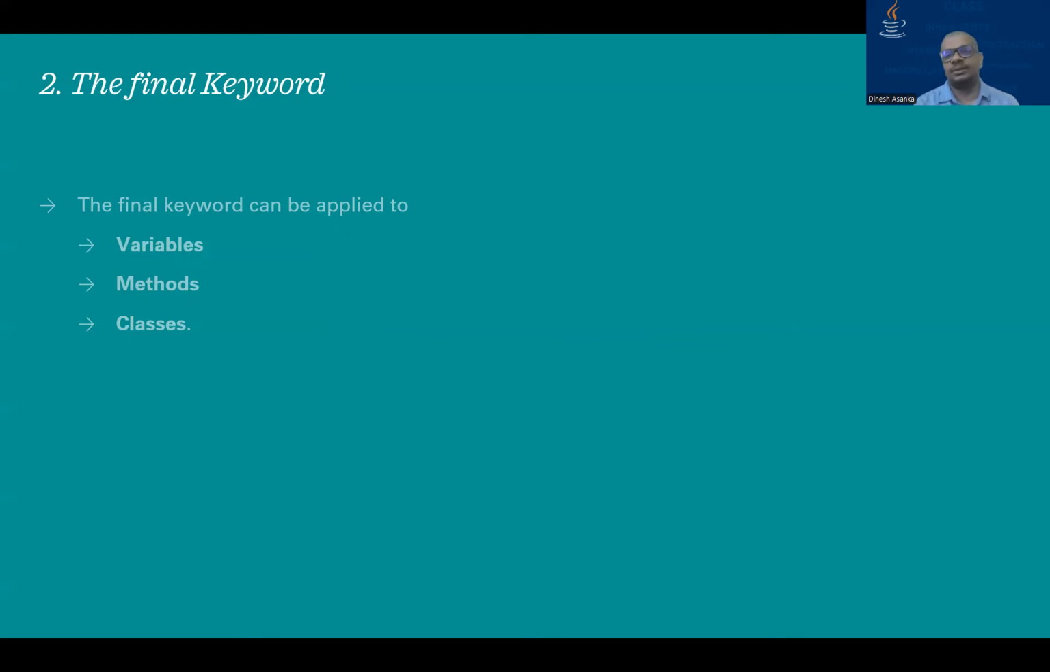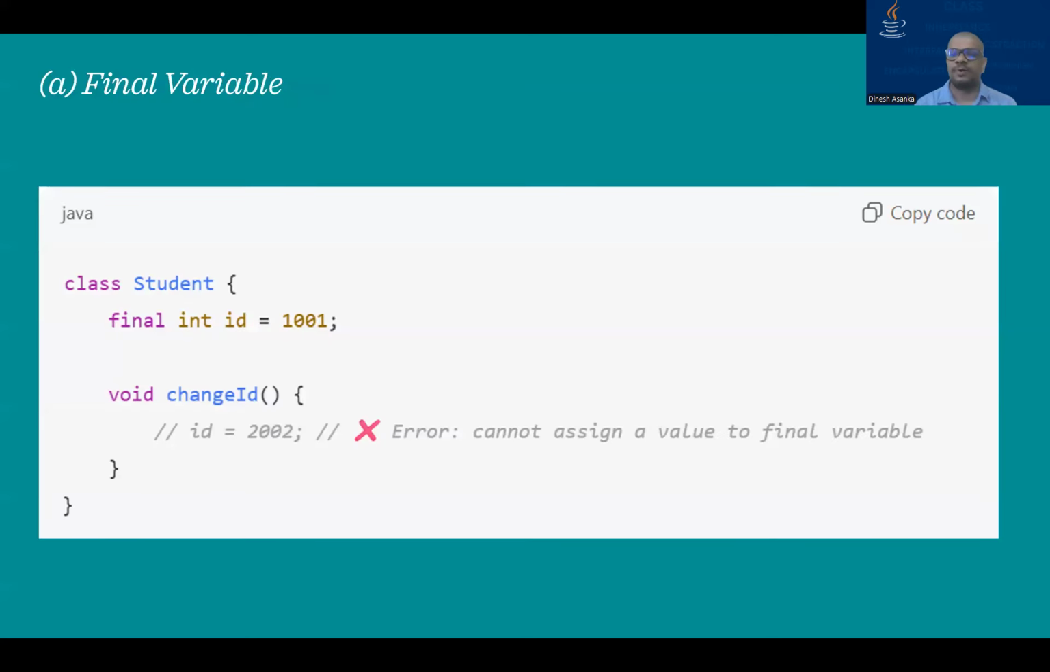Right, the final keyword: where can we apply it? We can apply it to variables, methods, as well as classes. Let's go through all three one by one. When we define a variable, typically we define it with the data type and variable name, and optionally we can provide a value. Here we can say integer ID is 1001. If we use the final keyword, that means this is the final value you can store in this variable. After that point onwards, you will not be allowed to change this value.